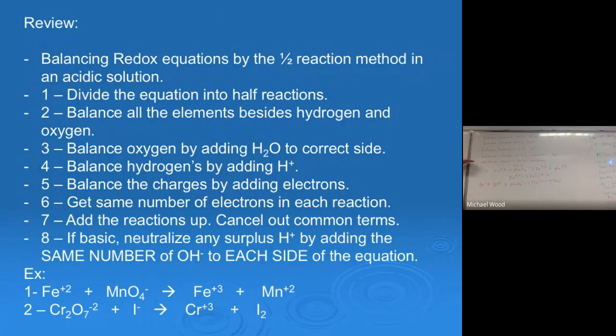Okay, then I'm going to get the electrons equal in both reactions. So I've got 5 here, I've got 1 here. So I need to multiply this whole thing through by 5 because I want to get the electrons equal. So 5, 5, 5.